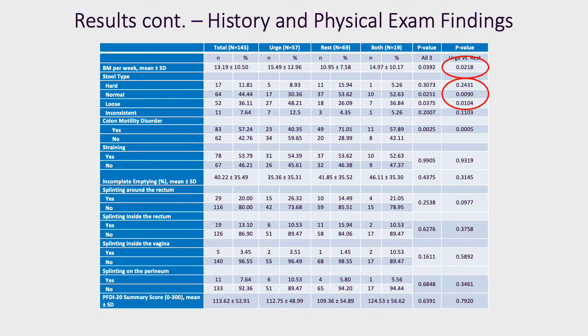In terms of stool pattern and physical exam findings, our subtypes were similar, except in regard to bowel movement frequency, where patients with urge dominant fecal incontinence had more frequent bowel movements. Patients with urge dominant fecal incontinence also had looser stools than patients with passive fecal leakage dominant fecal incontinence.